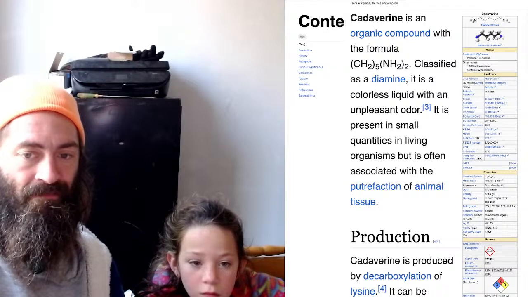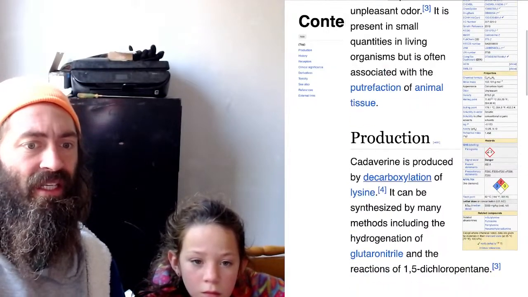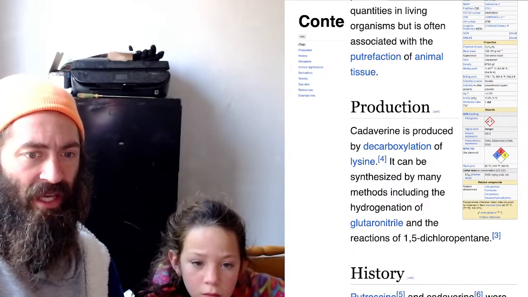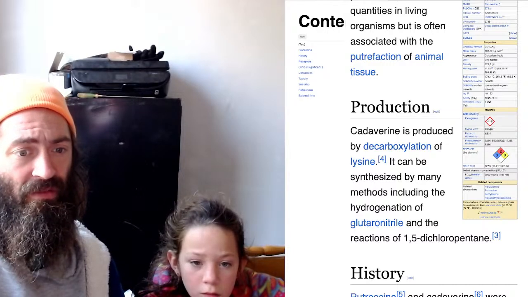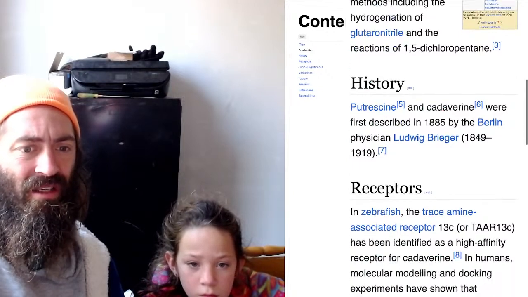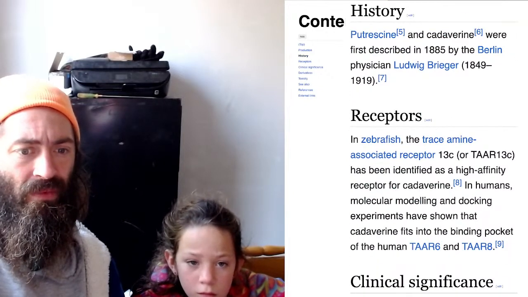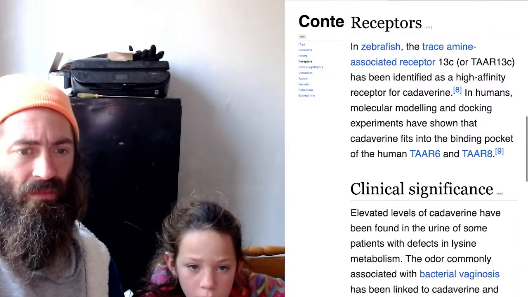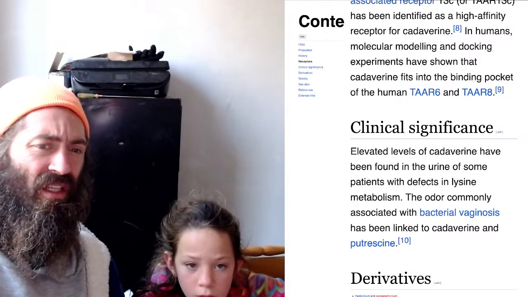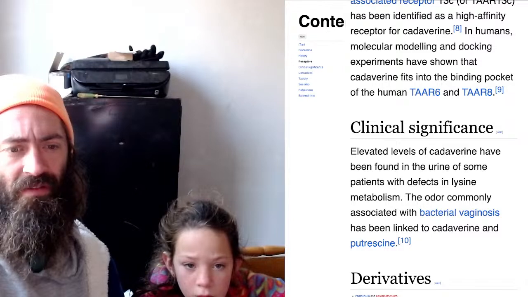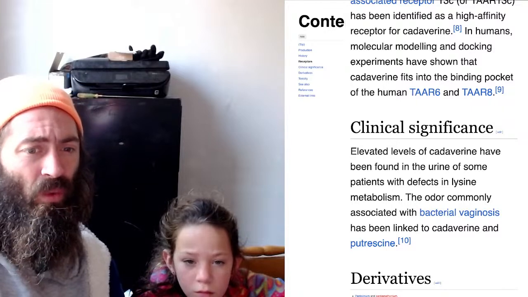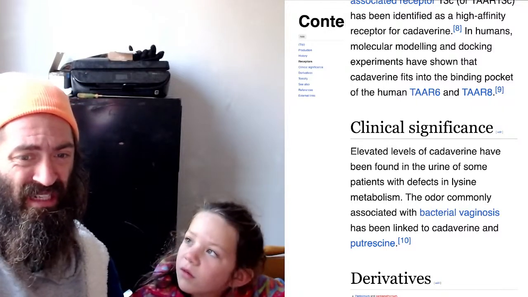So, all right, cadaverine is produced by decarboxylation of lysine. It can be synthesized by many methods, including the hydrogenation of glutaronitrile and the reactions of, okay. I'm curious if it's used, okay. Oh, elevated levels of cadaverine have been found in the urine of some patients with defects in lysine metabolism. The odor commonly associated with bacterial vaginosis has been linked to cadaverine and putrescine.